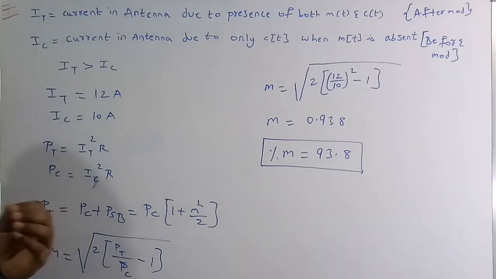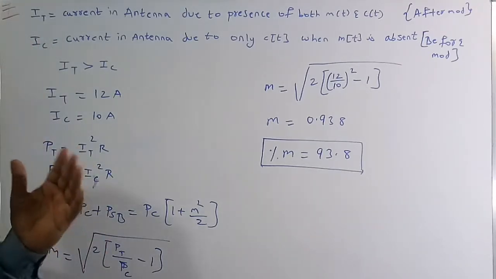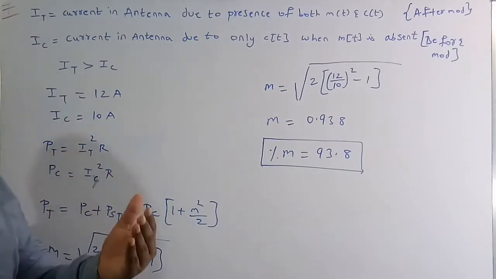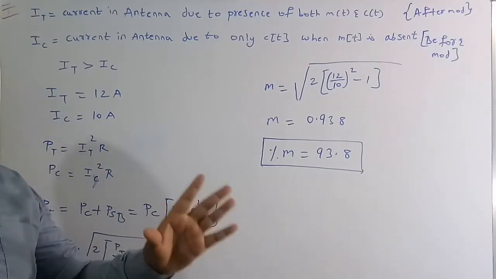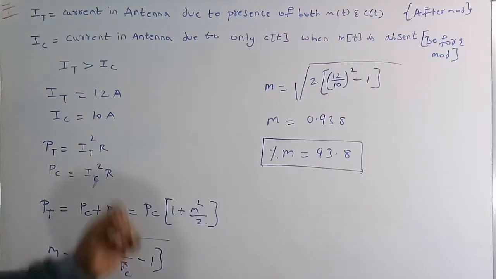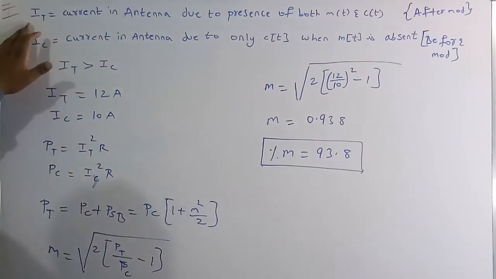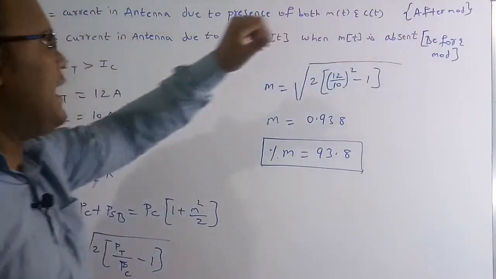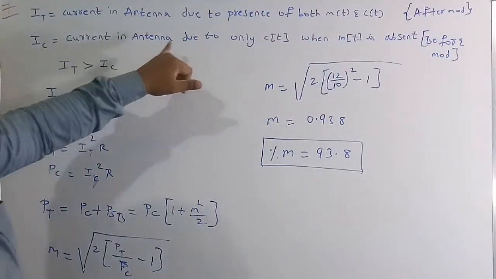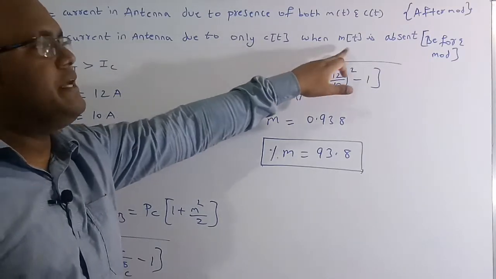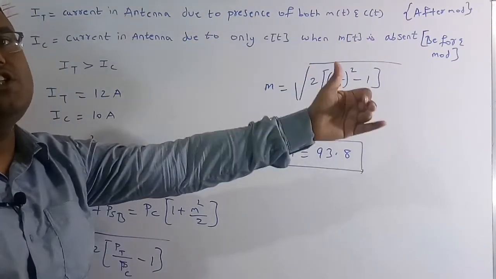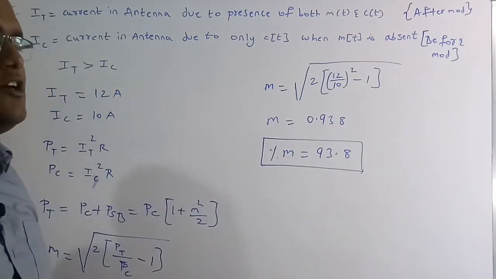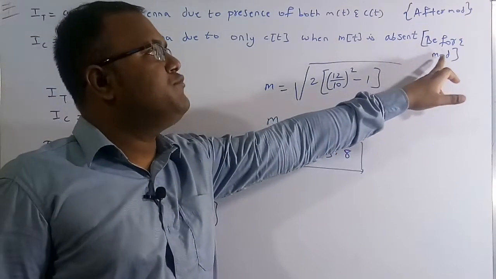So IT is equal to current in antenna because of the presence of both message signal and carrier signal. Means whenever we give m of t and c of t, then the current present in the antenna is said to be the IT. So this is called after modulation, means current after modulation. And IC is equal to current in antenna due to only c of t, means when m of t is absent, when m of t is 0, only c of t is present, that current in the antenna is said to be IC. So this is also called before modulation.